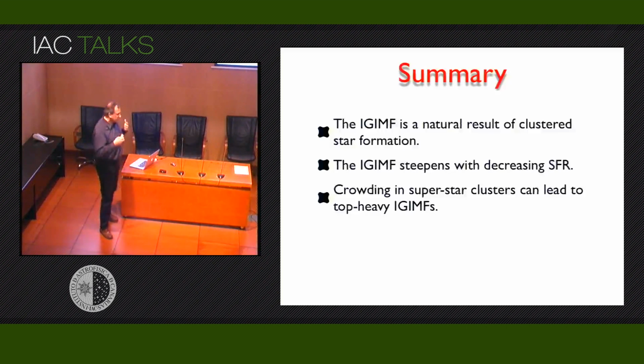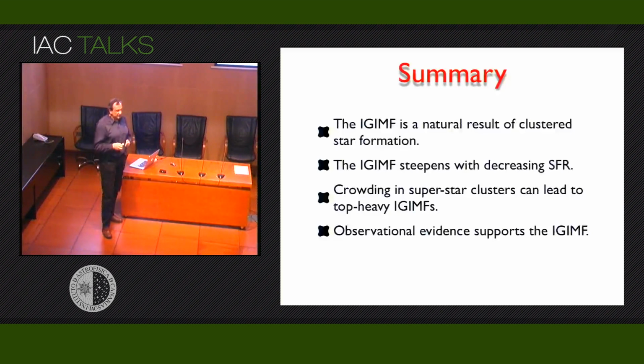We found a dependence on the star formation rate. Very low star formation rates produce very steep IMFs and very low upper mass cutoffs for the IMF. Crowding in superstar clusters can lead to a top-heavy IMF and also to a top-heavy integrated galactic IMF. So these crowded star clusters can produce enough massive stars to affect the IMF of the whole galaxy. And we found a few cases of evidence, even more than I showed here, that supports our idea.